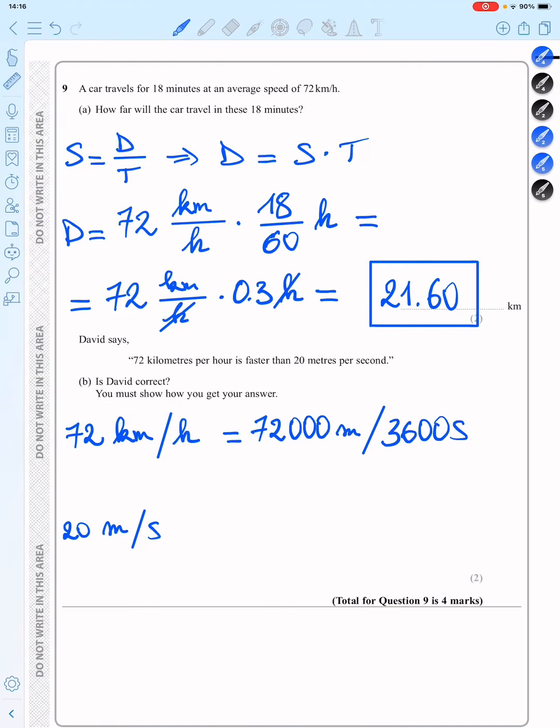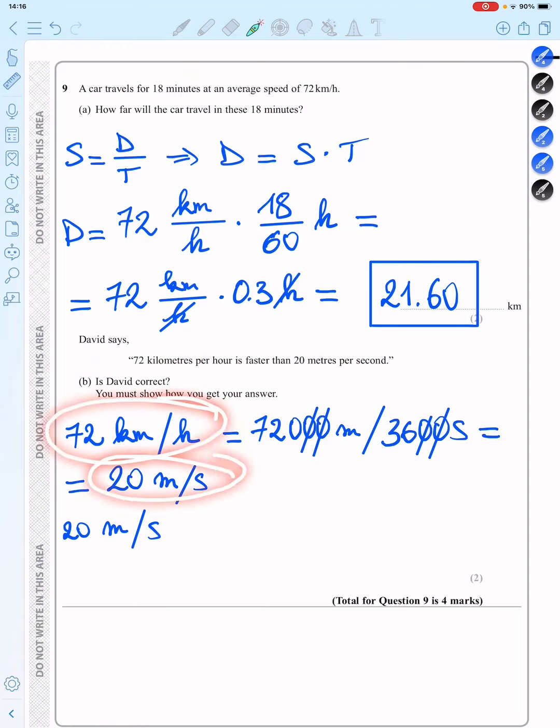Now we want to simplify. So here, if we divide by 100, these two zeros are going to cancel out, and we're going to be left with 720 over 60. And that gives us 20 meters per second. As you can see, 72 km per hour is the same as 20 meters per second.